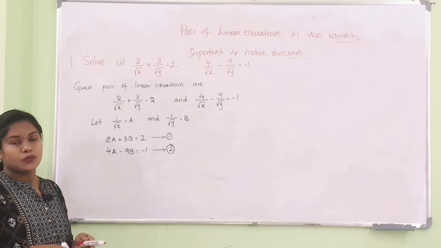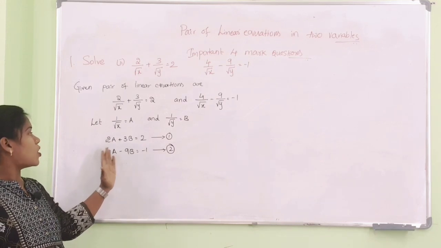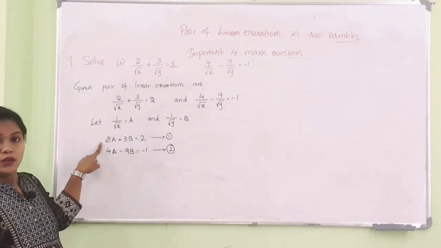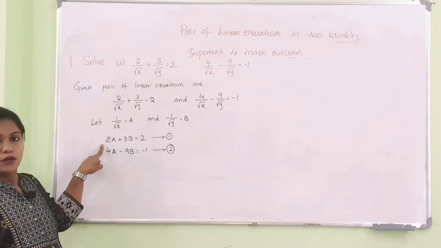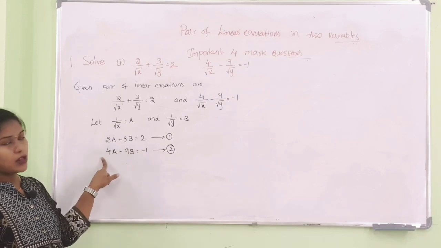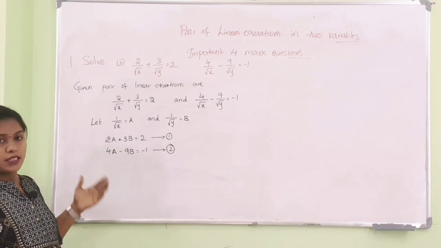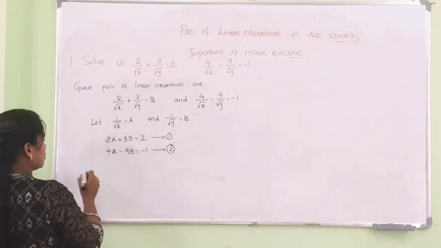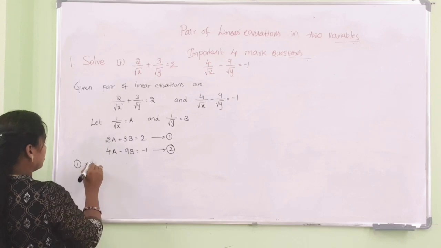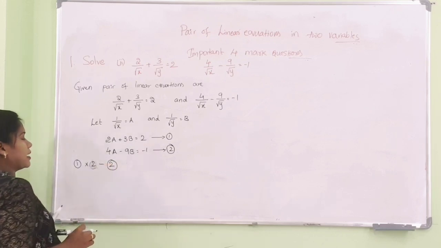So here also I am going with elimination method. I am going to equate either a coefficients or b coefficients. Here if I multiply this first equation with 2, then this coefficient of a will become 4. Here the coefficient of a in second equation is also 4. So after equating the coefficients, I can solve this problem. So I am going to multiply equation 1 with 2 and subtract it from the second equation.